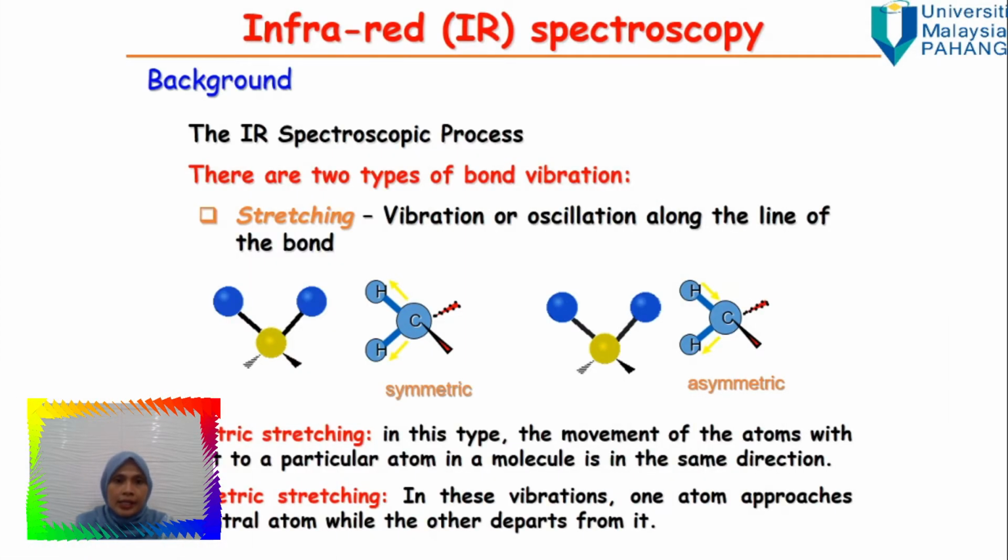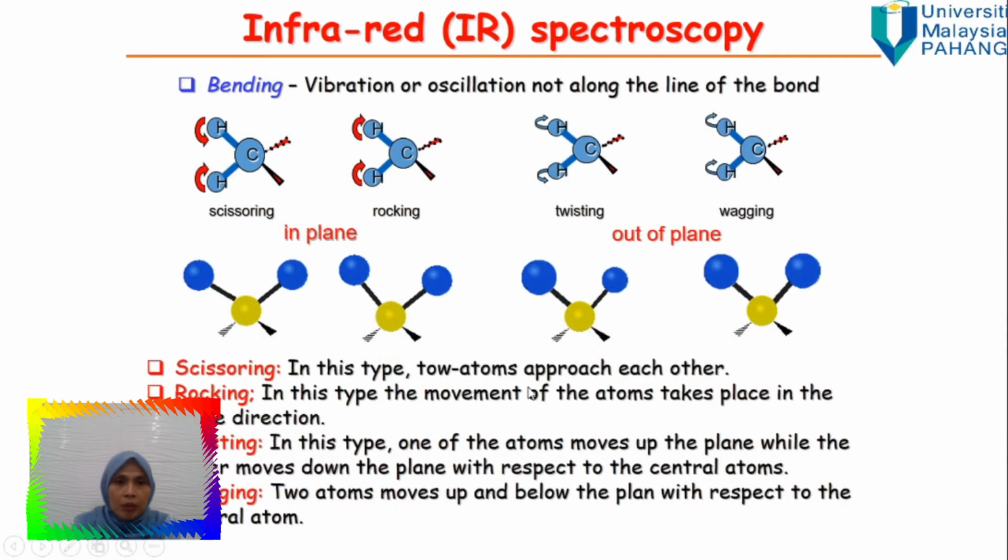Let's see the types of stretching. It can be symmetrical or asymmetric. In symmetric stretching, the atoms in the molecule vibrate in the same direction, and in asymmetric stretching, one atom approaches the central atom while the other departs from it, meaning two different directions.